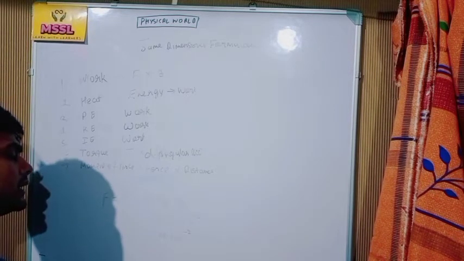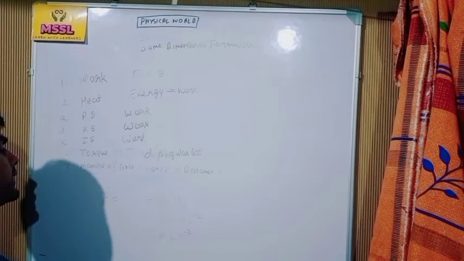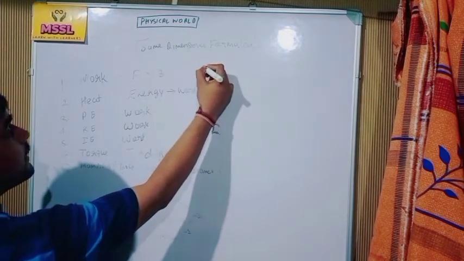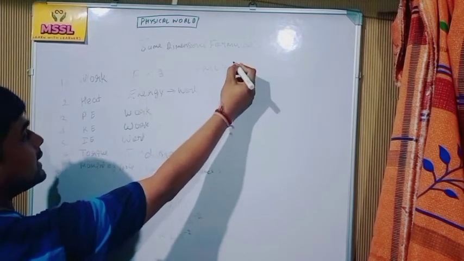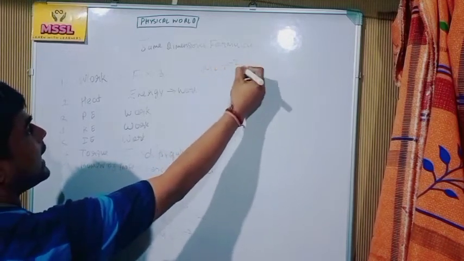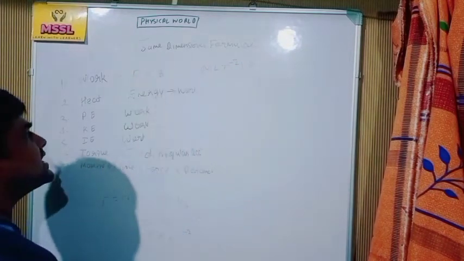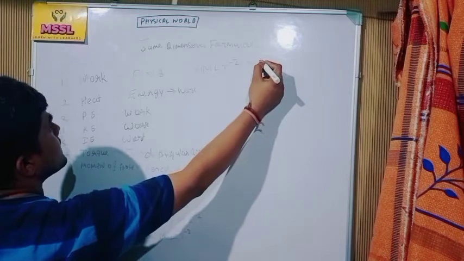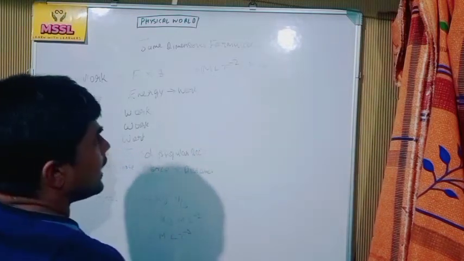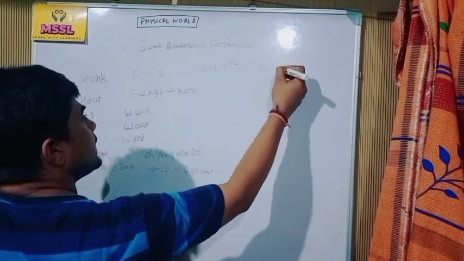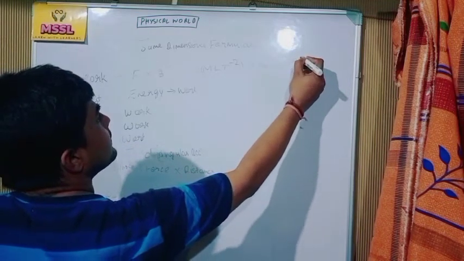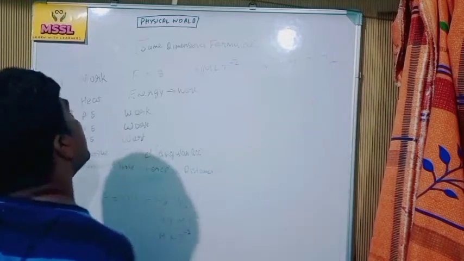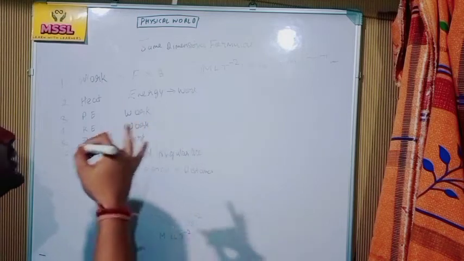Am I correct? Yes. So this is what we can write for the force. Okay, so let us see. For the force we have M L T minus 2, and we have the displacement. So what is the displacement? Displacement you can write as L, right? And when we calculate it, you will get M L2 T minus 2, right? This is the dimensional formula for the work.